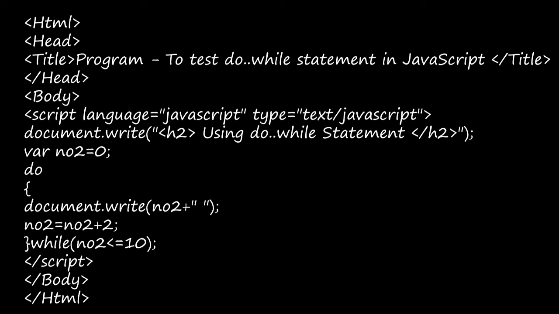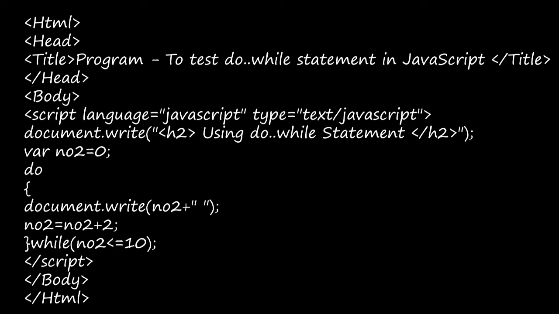The next line is document.write. Whatever you give inside document.write will be displayed in the output. Document.write, inside brackets and double quotes, we have "using do while statement". Since you have used the h2 tag, this will be displayed somewhat bigger than the normal text. At last you have to give a semicolon. If you miss the semicolon, the program won't be executed, right?